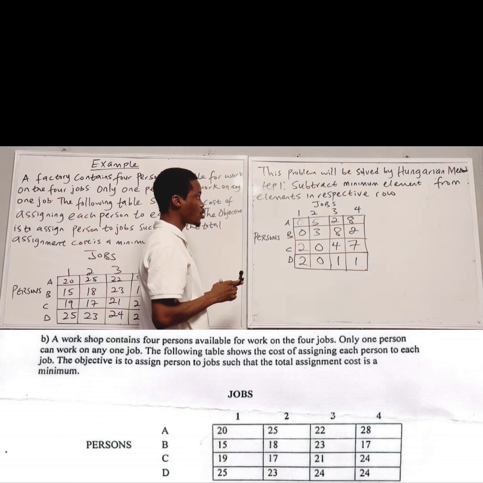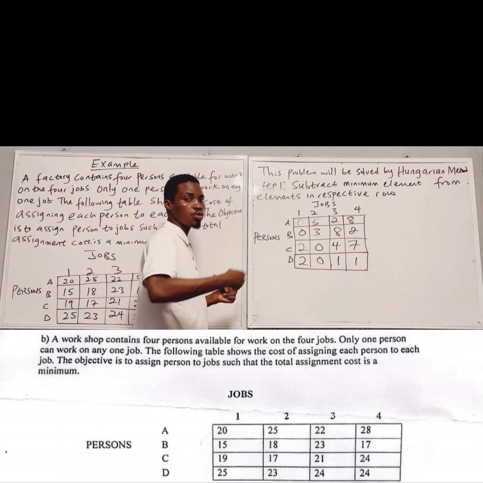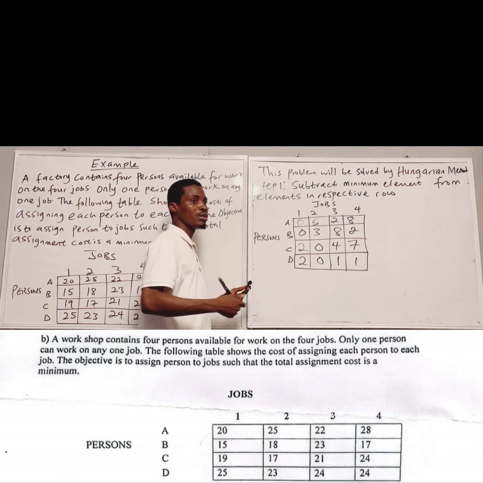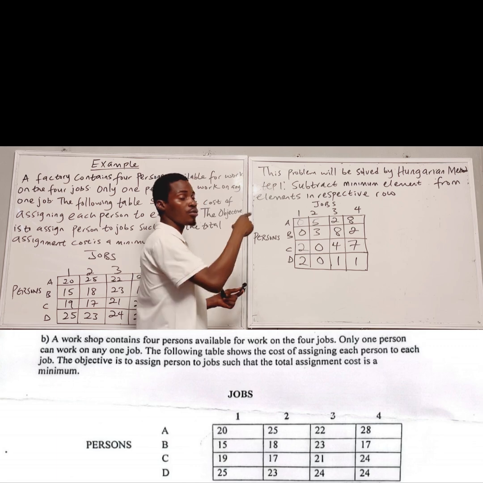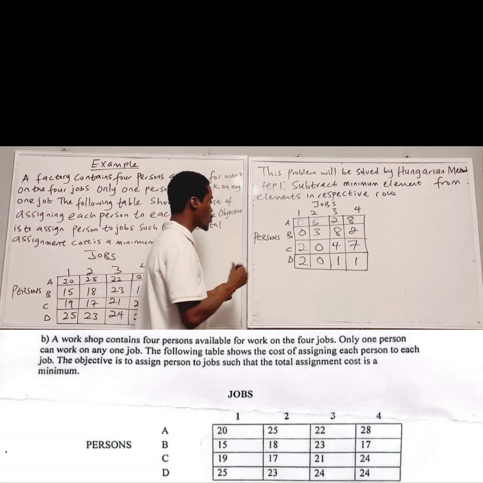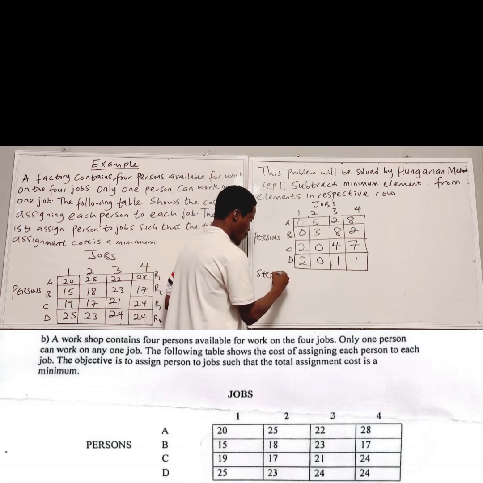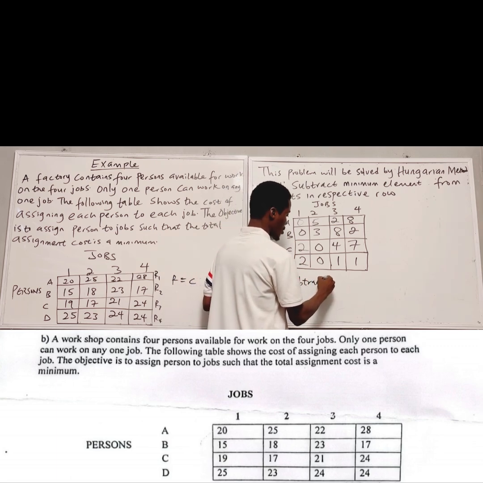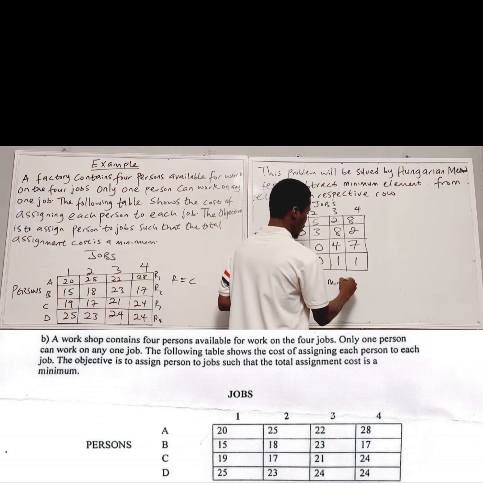So the next step is to also do the same to the columns. We have done it for the rows, so we have to do it for the columns. So step 2 is to subtract the minimum element.